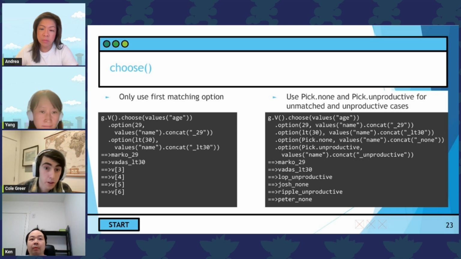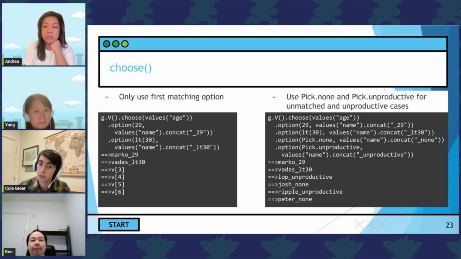The Marko vertex would match the first two options here because the age is exactly 29, which is also less than 30. But if you look at the output, you can see that the Marko vertex only went down the path of the first option, option 29. It no longer matches both. One other thing I want to point out in that output is that all of the vertices that don't match either of those options just get passed through unmodified.